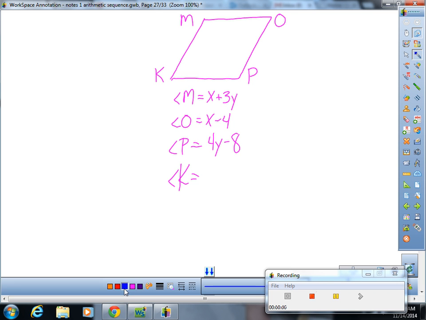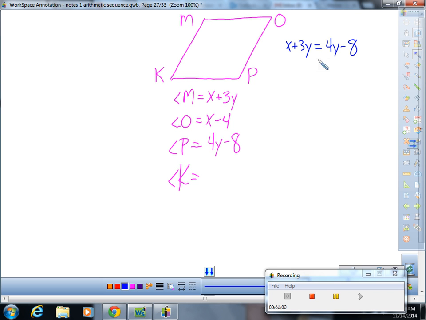So, what do you notice about what our givens are? We have some x's and some y's. I know that M is congruent to P, right? So I can say that x plus 3y is equal to 4y minus 8. Can I solve this blue equation and get an answer that's a number? I cannot. There are infinitely many answers that work.